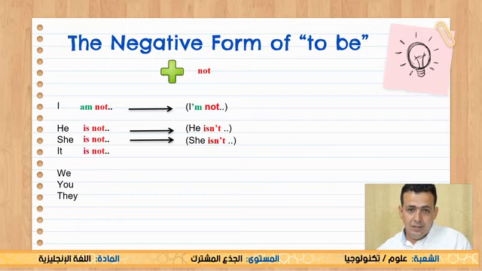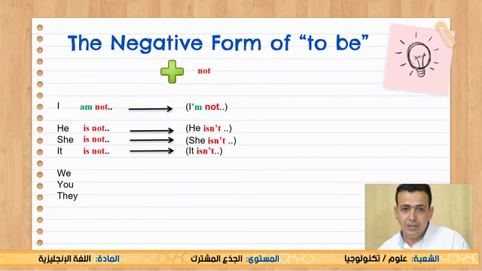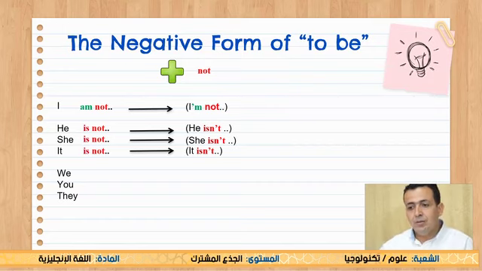It takes is, but we add not just after is, and it becomes it is not. And we make it short again, and it becomes it isn't. Now let's see the next one, which is we, you, and they. Again, you need the third form to be here, and it is are, but you need to add not. So can you give it a try?